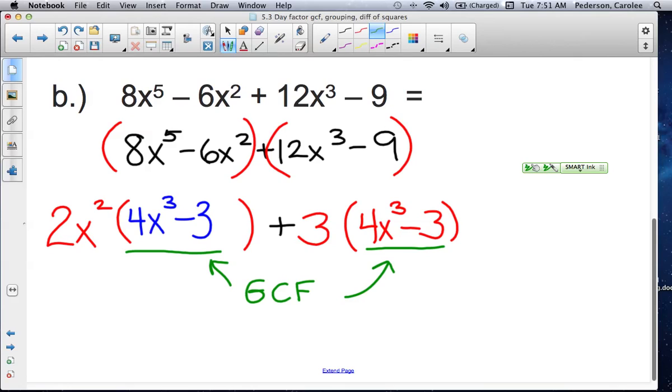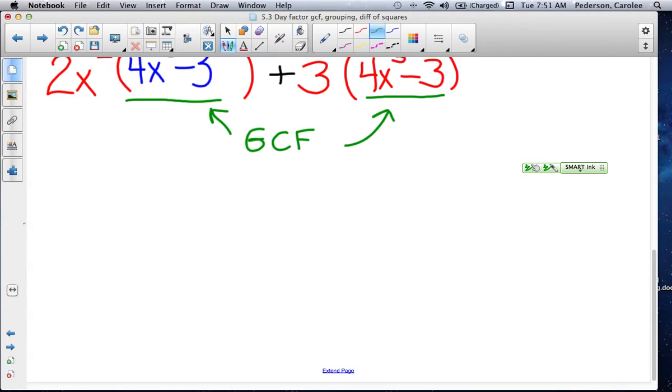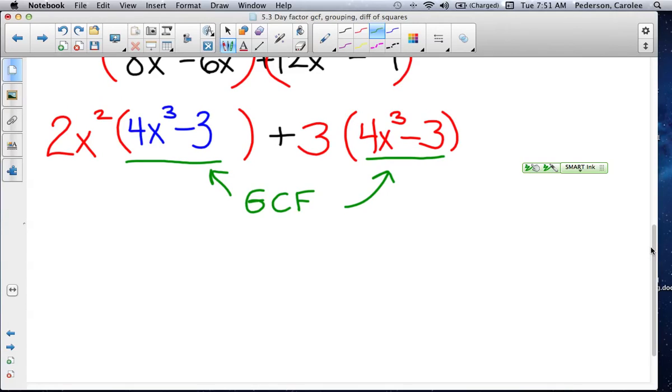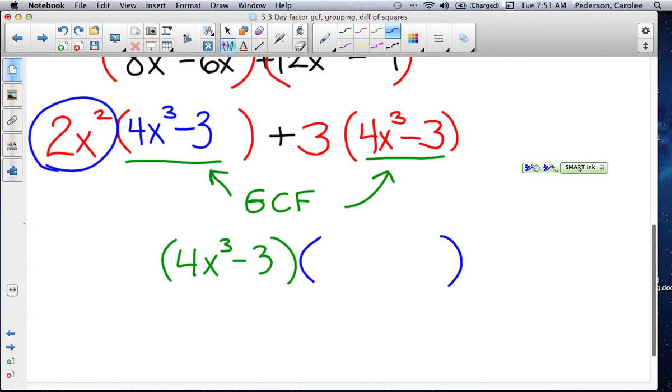So now I'm going to pull out the GCF, which is the parentheses. And now what am I left with? I call these my leftovers. I'm going to take the 4x cubed minus 3 out of the first group. So now I'm left with that 2x squared. Go over to the second group. I'm going to take out the 4x cubed minus 3. I'm left with the plus 3. It is now factored.